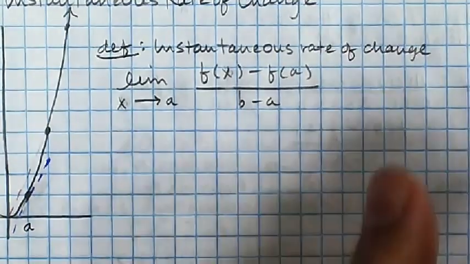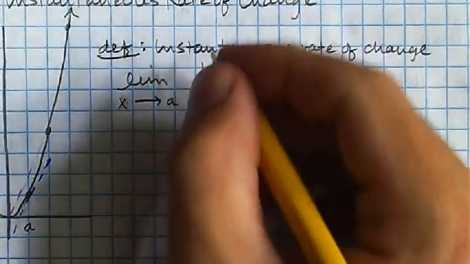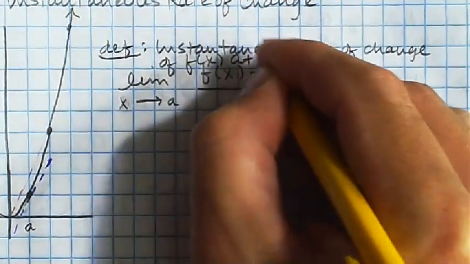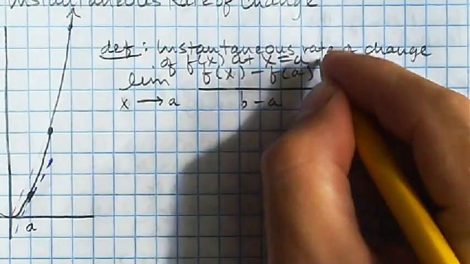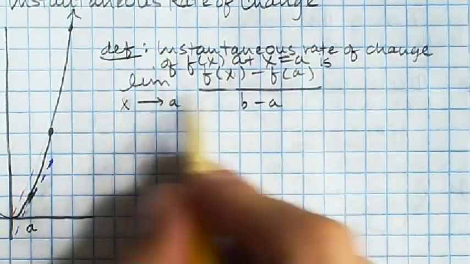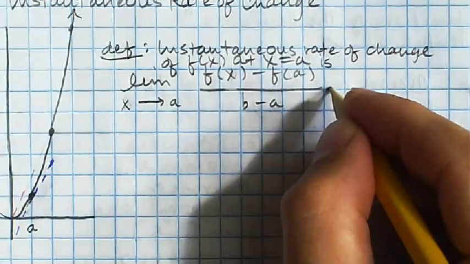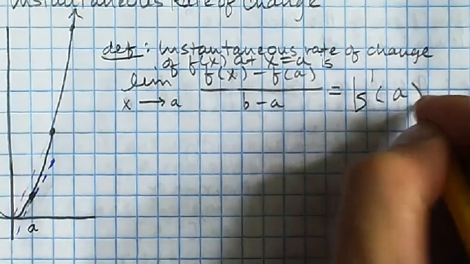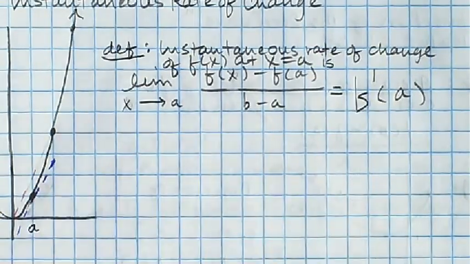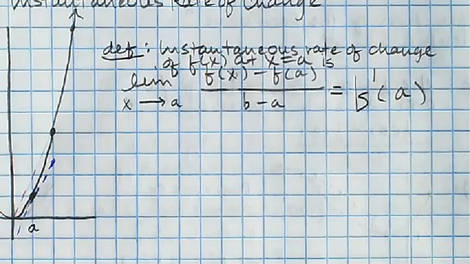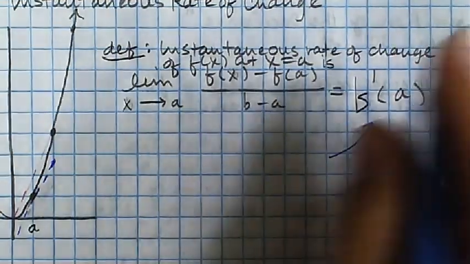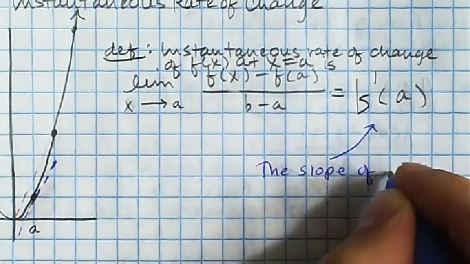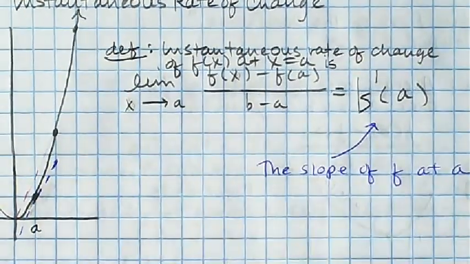Whoops, I've run out of space. Instantaneous rate of change of f at x equals a, and I'm going to just have to squeeze that in, is given by this limit. And we're going to denote it with f prime of a. Okay, and this means generally the slope of f at a.